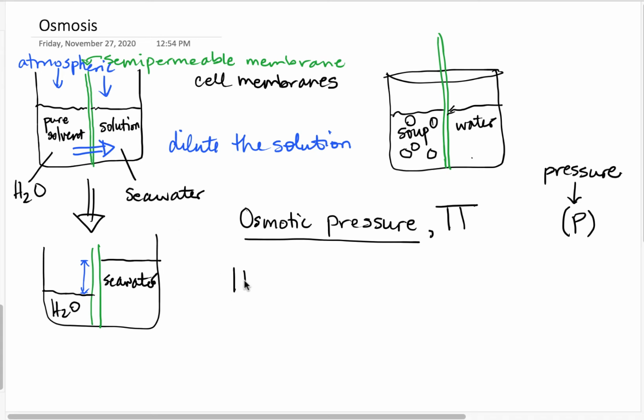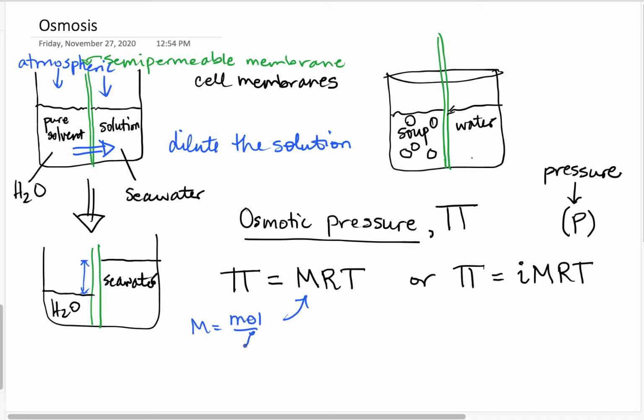Okay, so you can calculate the osmotic pressure. This will be equal to the molarity of the solution multiplied by the gas constant and the temperature. And of course, if we want to include the Van't Hoff factor, which we should, we're going to include that explicitly here. All right, so just to be really clear, this is molarity, so moles per liter. This is our gas constant, the same one that we used for ideal gases. And this is our temperature in Kelvin.